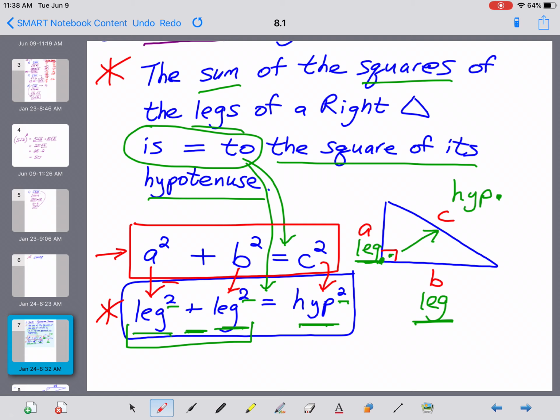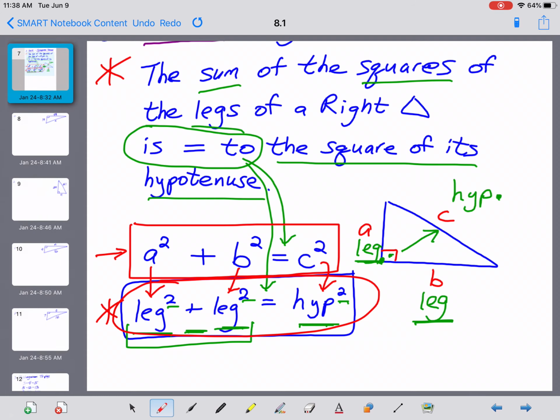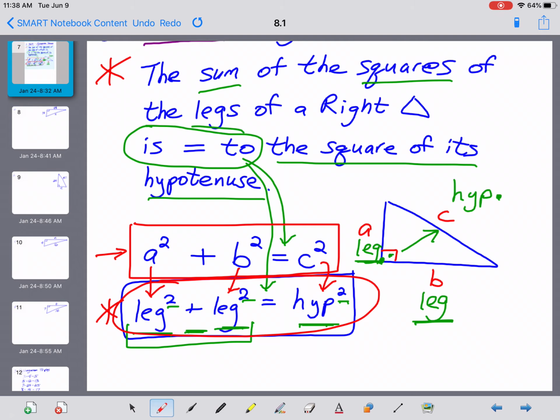So I'm actually a fan of doing it this way. Leg squared plus leg squared equals hypotenuse squared, because I think if you can force yourself to be a little bit disciplined in that regard, you're going to make fewer mistakes. But an awful lot of people have done A squared plus B squared equals C squared, and they have survived. Pretty sure no one's died just yet.